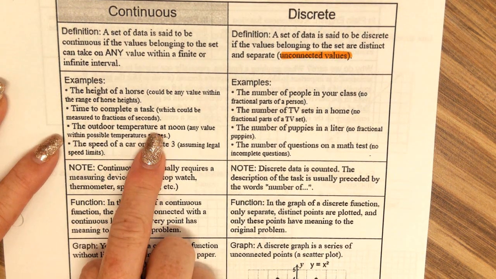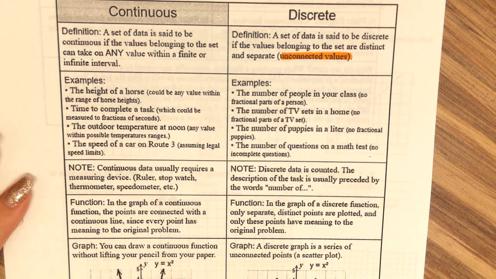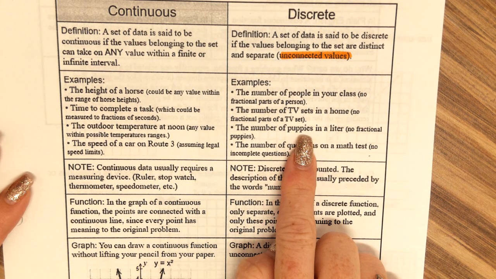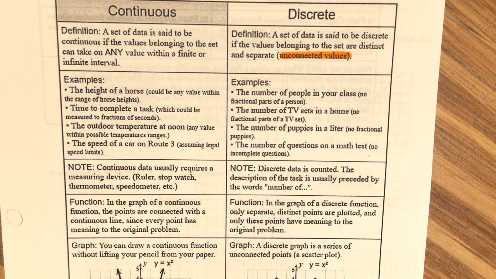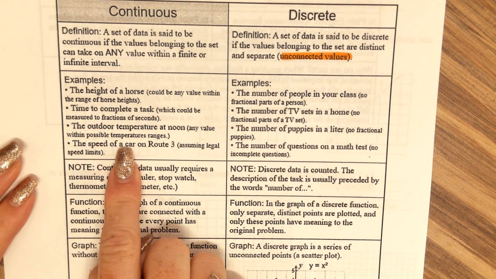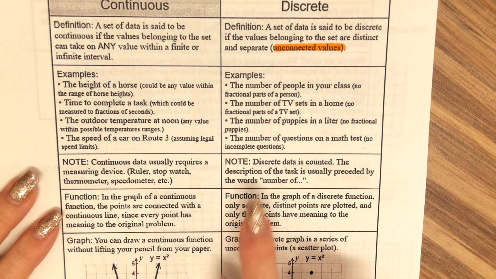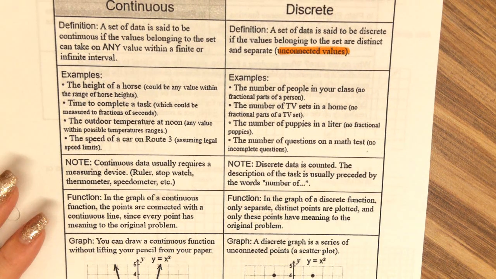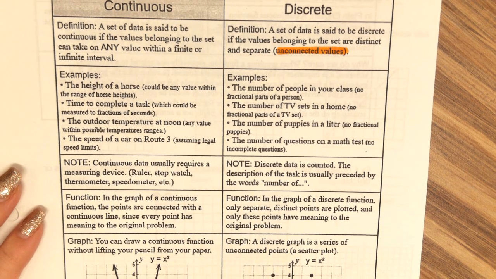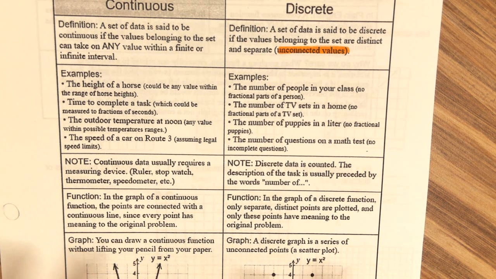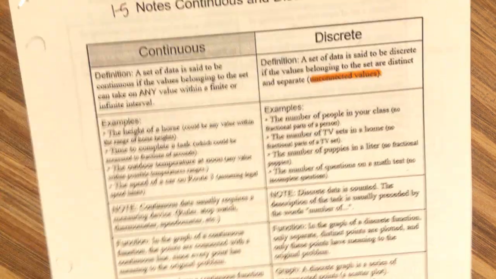Continuous: the outdoor temperature. Can the temperature go up in intervals by fractions and decimals? Yes. Discrete: the number of puppies in a litter. I can't have a fraction of a puppy. I either have 1 or 2 or 3. Make sense? Continuous: the speed of a car. Is it going to keep speeding up and have decimals? It can't just jump from 1 mile per hour to 20. It's got to go 1, 1.2, just fast or slow. Discrete: the number of questions on a math test. Are y'all good with the difference? So you have this to refer to if you need help. Flip to the back.